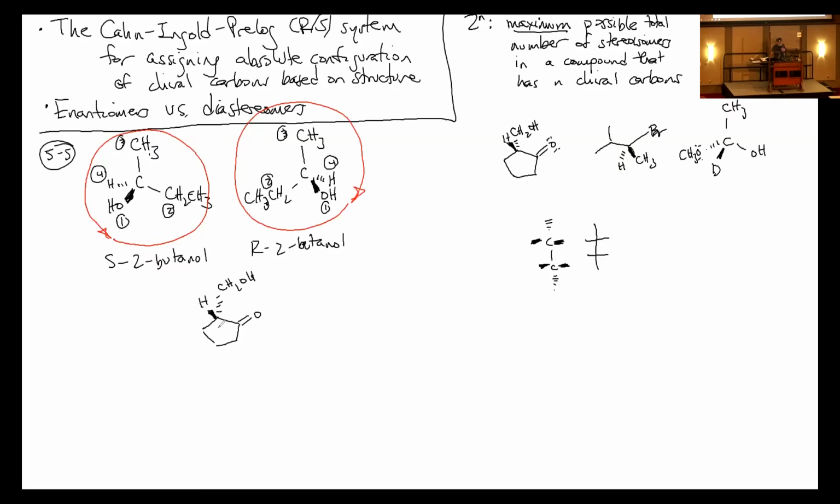Good. So look, here's an example where our lowest priority group is hydrogen, but it's on the wedge bond. It's not on the dotted bond. And we would have the same problem, by the way, if the hydrogen were on an in-plane bond, on a straight line bond. There are a few ways to deal with this.